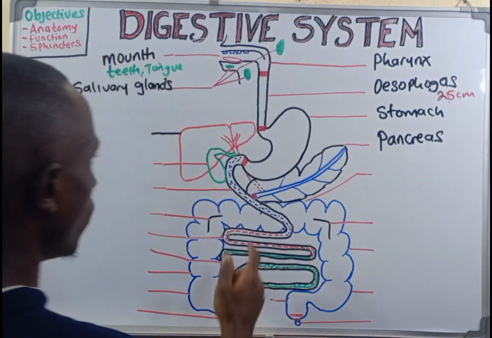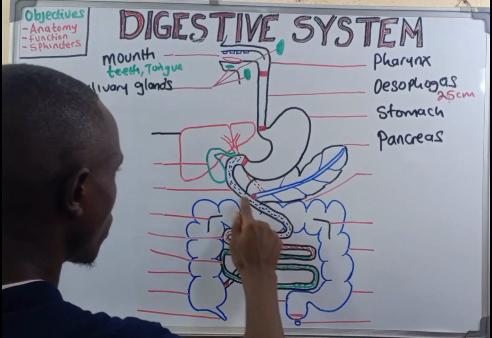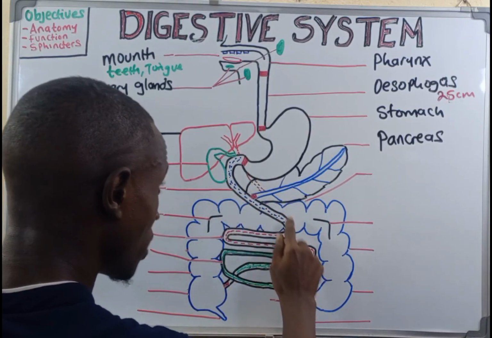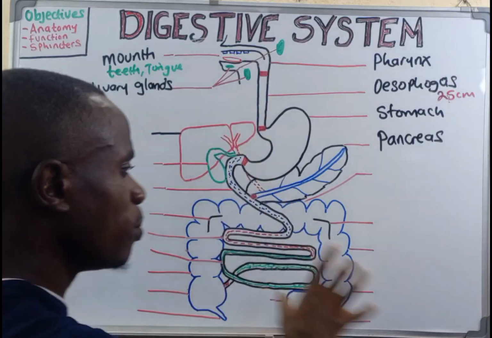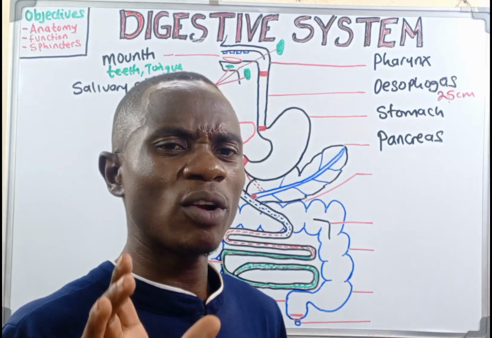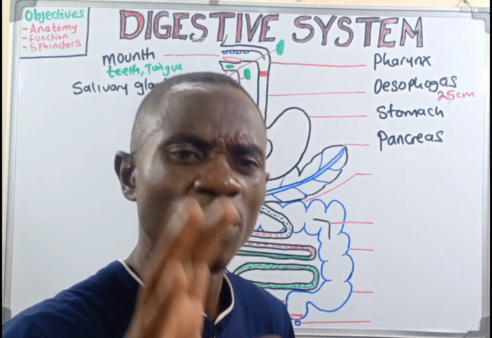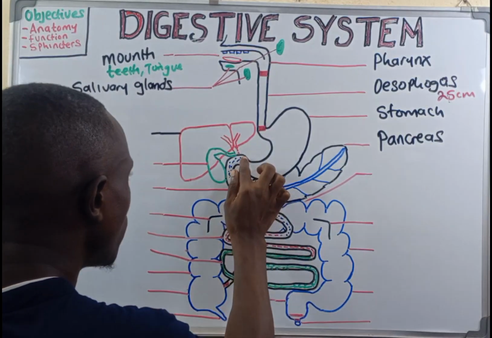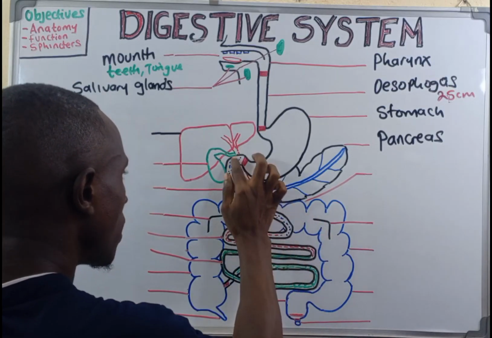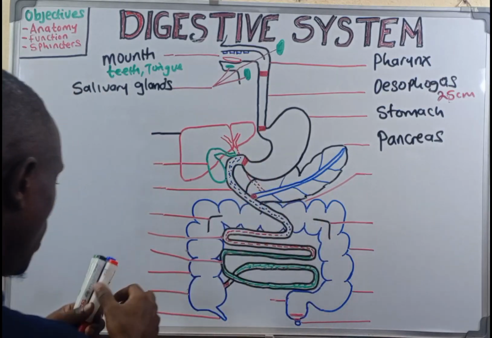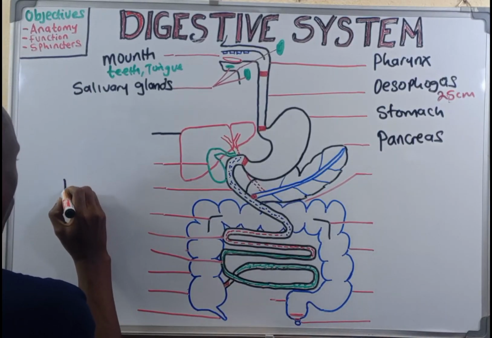When we come after the stomach, you see the whole of this C-shaped structure. The whole of this structure is the small intestine. But of course, the small intestine has parts. We have 3 divisions of the small intestine. When you see this structure which has blue dots, this one here is what we call the duodenum.